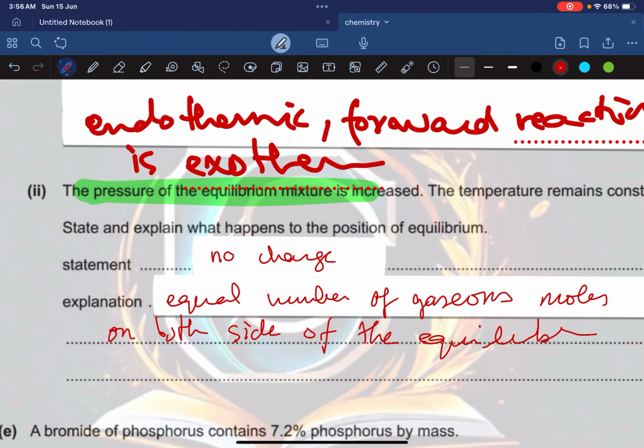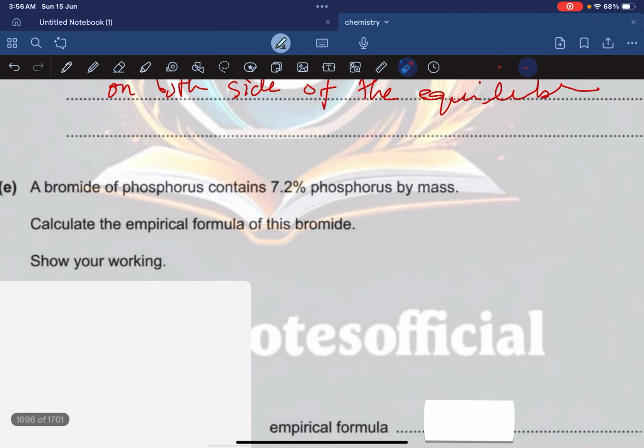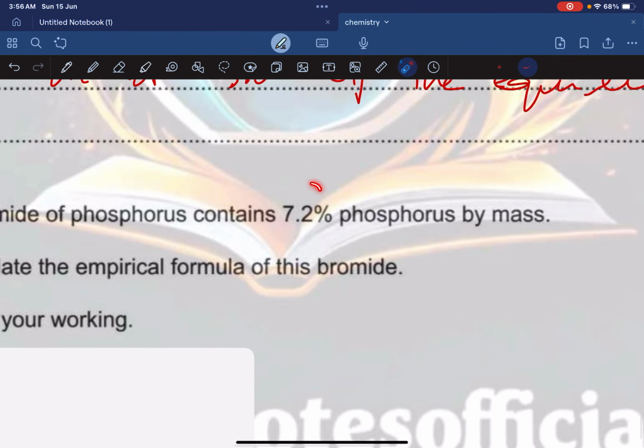When you have an equal number of moles, pressure is not going to affect the equilibrium. Okay, a bromide of phosphorus contains 7.2% phosphorus by mass. Calculate the empirical formula of this bromide. If 7.2% is phosphorus, how much is going to be bromine?